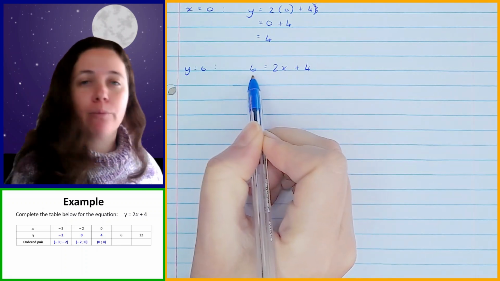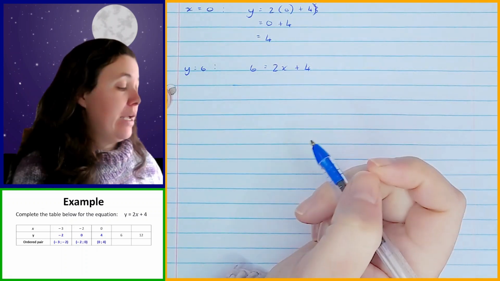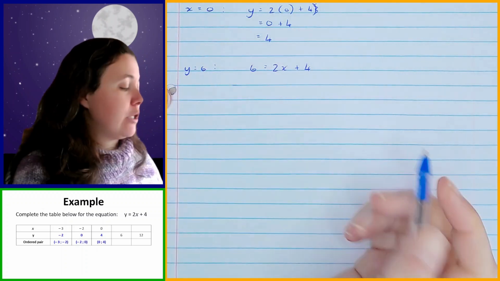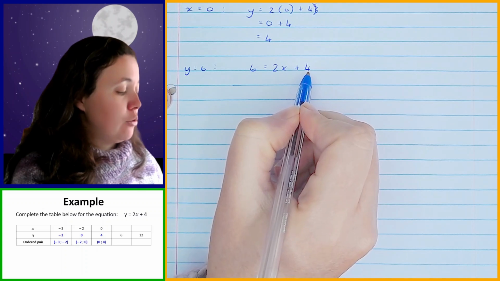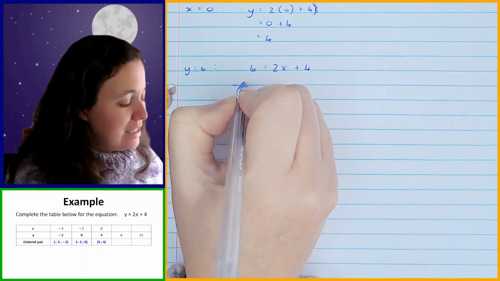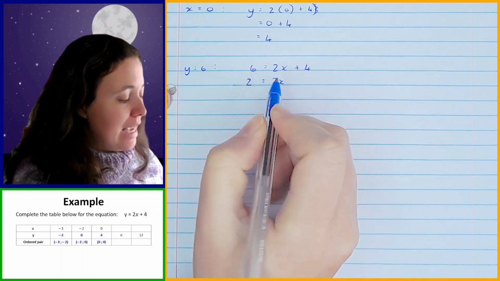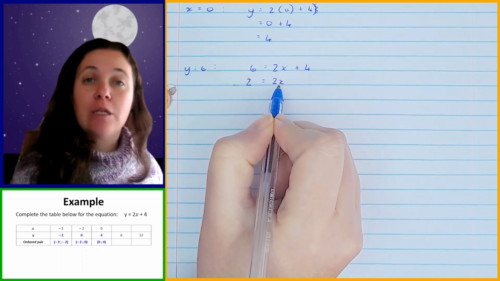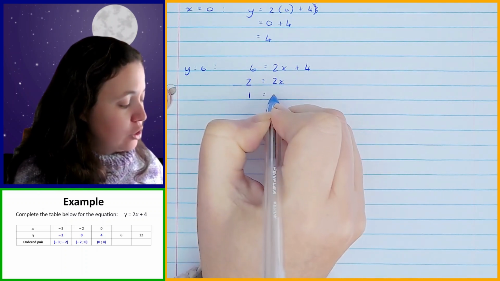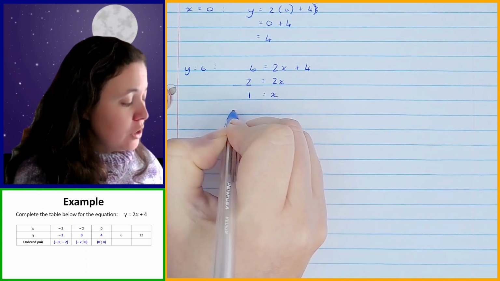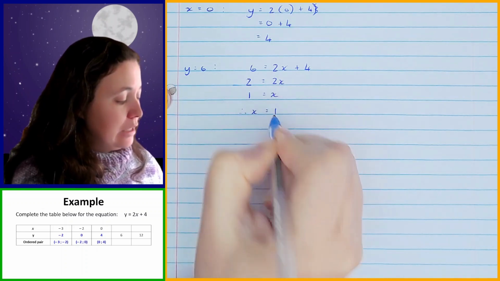Now I don't really have to worry about putting that in brackets because there's nothing else there. Now I have to solve for x. This is now a normal equation. I need to get rid of the 4 on this side by subtracting on both sides. That's going to be 6 minus 4 is 2, equal to 2x. Then I need to get the x on its own, so I'm going to divide by the 2 on both sides. So that's going to be 1 equal to x. So that means that if y is 6, then x is equal to 1.